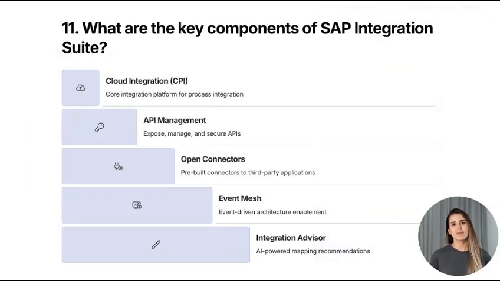11. What are the key components of SAP Integration Suite? The main components include Cloud Integration, CPI, API Management, Open Connectors, Event Mesh, and Integration Advisor. These tools support end-to-end integration scenarios across hybrid environments.